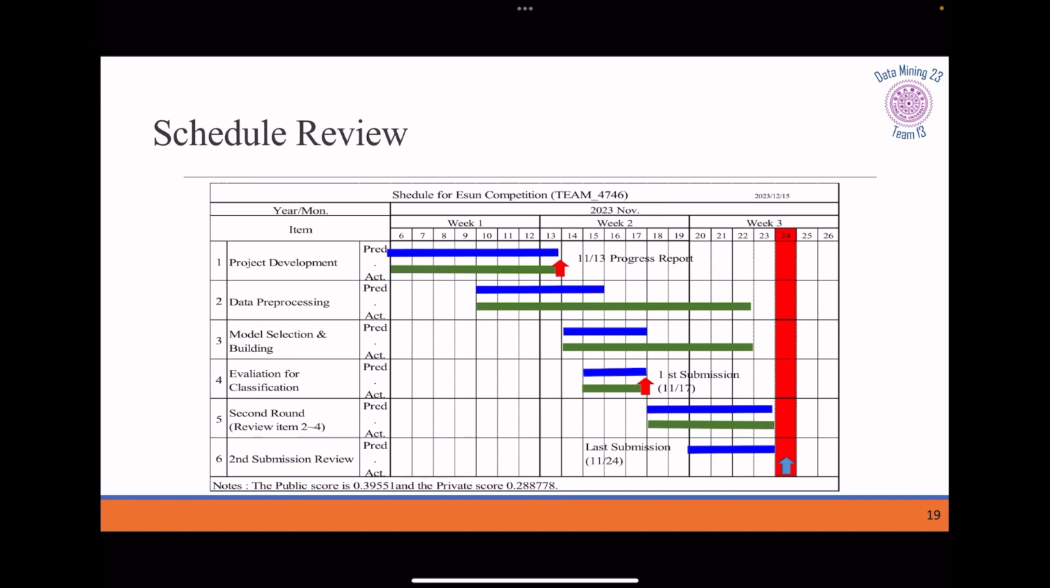Next, moving on to schedule review, we found that we spent a lot more time on data preprocessing and model selection and building than what we planned for. Hence, a personal takeaway for all of us is that for future projects, we could plan ahead at the initial part on how we could efficiently and effectively preprocess our data and select the suitable model to tackle our task.